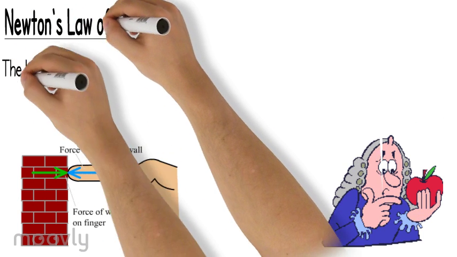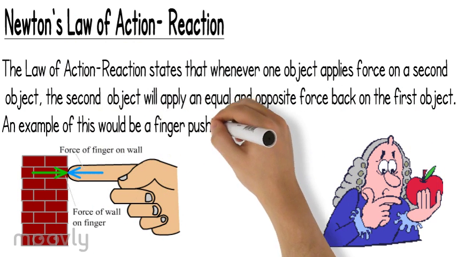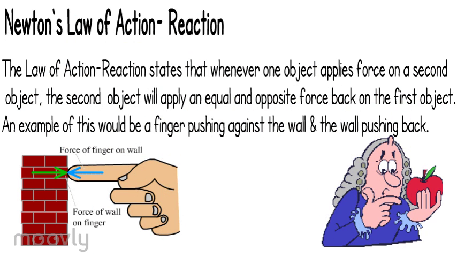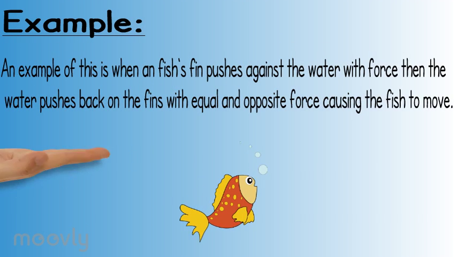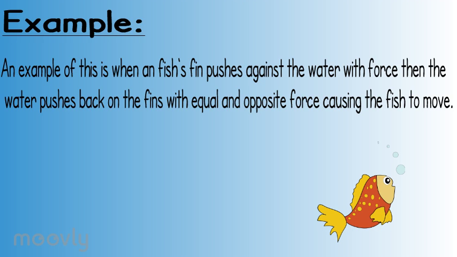Newton's law of action-reaction. The law of action-reaction states that whenever one object applies force on a second object, the second object will apply an equal and opposite force back on the first object. An example of this is when a fish's fin pushes against the water with force, then the water pushes back on the fins with equal and opposite force, causing the fish to move.